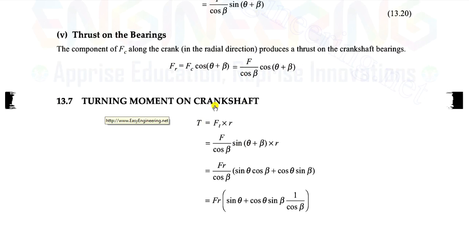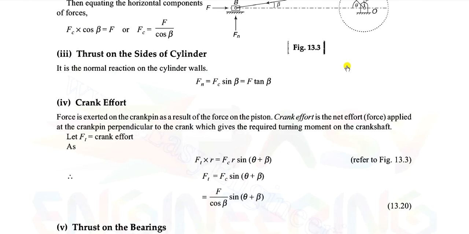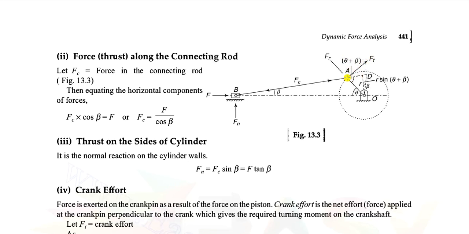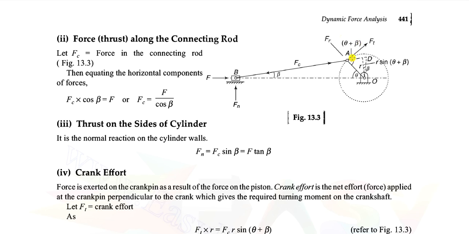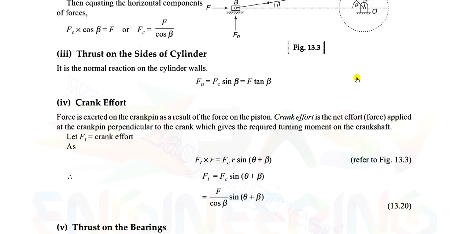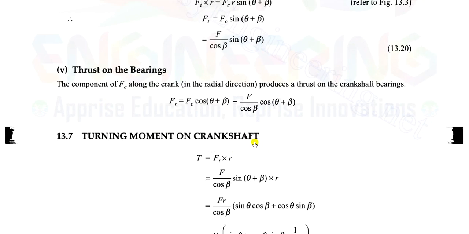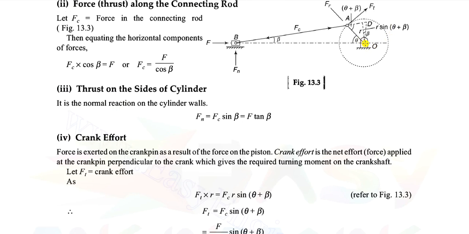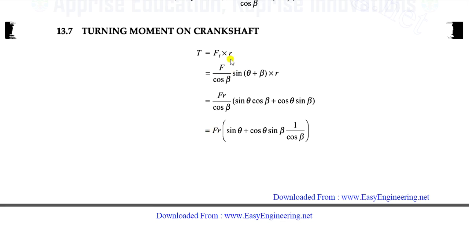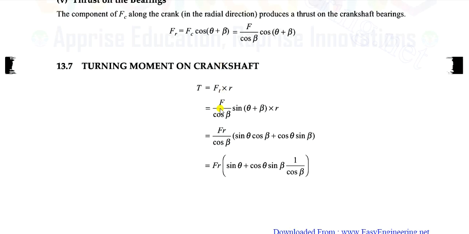Now the turning moment on the crankshaft. This force is tangential to this circle. So how much turning moment will this apply? Ft into R. On the crankshaft the turning moment, or torque, is Ft into R, that will supply you power. So what is Ft? F by cos beta sine theta plus beta into R. So F into R by cos beta.